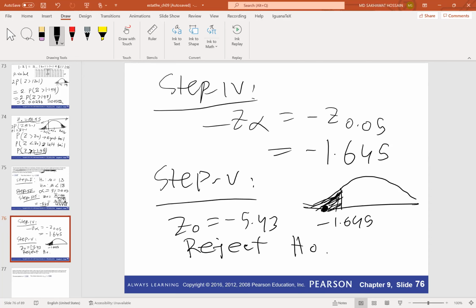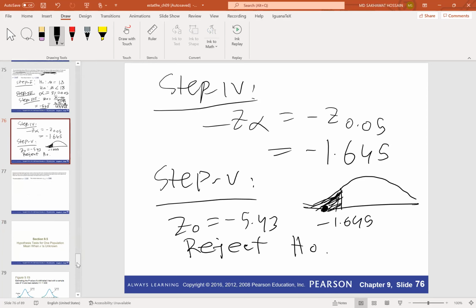So the interpretation: at the 5% level of significance, the data provide sufficient evidence that the average intake of iron for adult women is less than 18 milligrams. Do you have any questions?